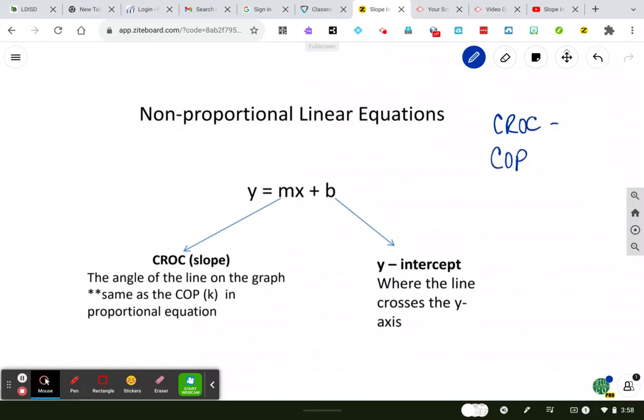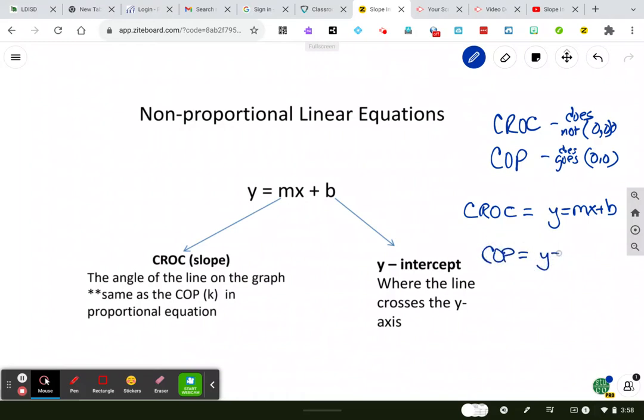Constant rate of change does not go through (0, 0). A constant of proportionality does go through (0, 0). So if you have a constant rate of change, your equation is always going to be y equals mx plus b. If you have a constant of proportionality, it's always going to be y equals mx. Today, we're only working with constant rate of change, things that are not proportional, meaning that it does not cross the origin.